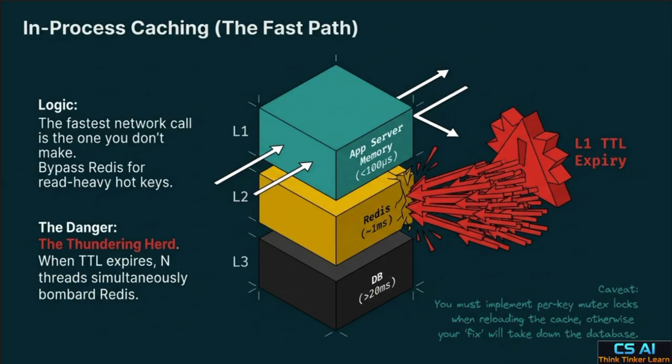To handle that, we use in-process caching, the fast path. The fastest network call is the one you don't even make. By caching the hot key in your app server memory, you bypass Redis entirely, but beware the thundering herd. If your L1 TTL expires and N threads all rush to reload the cache at once, you'll take down your database. Always use per key mutex locks during cache reloads.